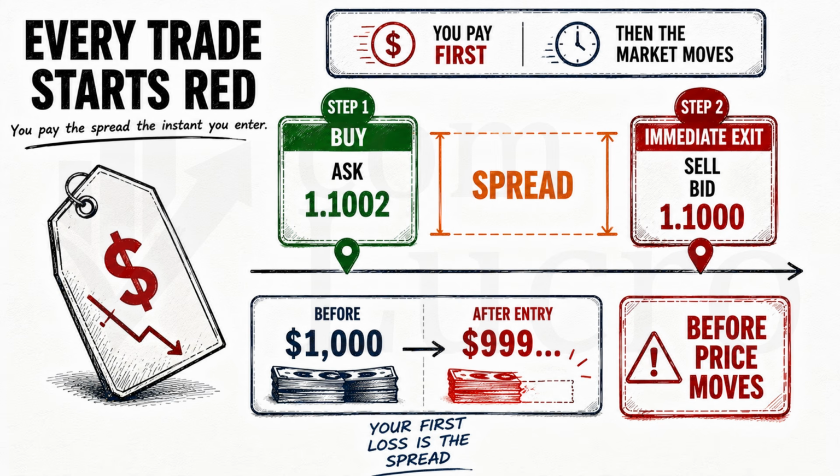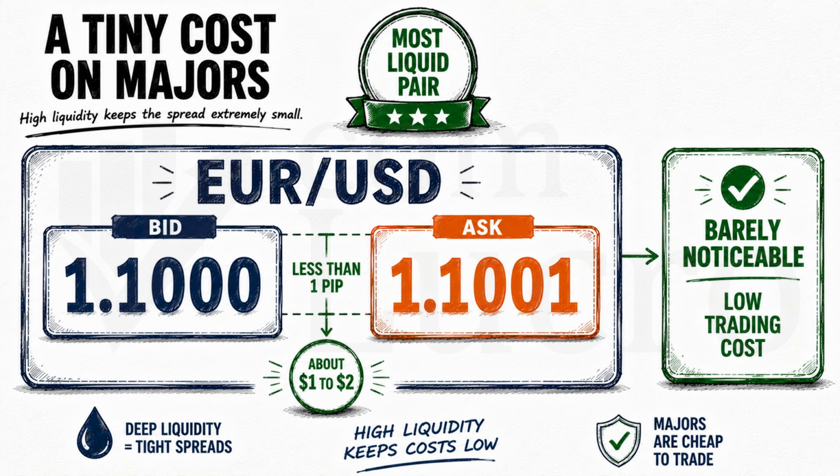Now, here's why that little gap matters so much. The moment you open a trade, you're already paying it. You buy at the higher price, but if you wanted to close that instant, you'd only get the lower one. So every single trade you take starts its life slightly in the red, before the market has moved a single inch in either direction. Let me make that real with actual numbers. On Euro USD, the most liquid pair on the planet, the spread is often less than a single pip, sometimes just a fraction of one. On a standard-sized trade, that's roughly $1 or $2 of cost, barely a scratch. You'll hardly even feel it.